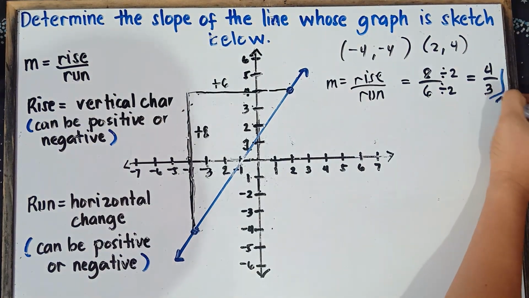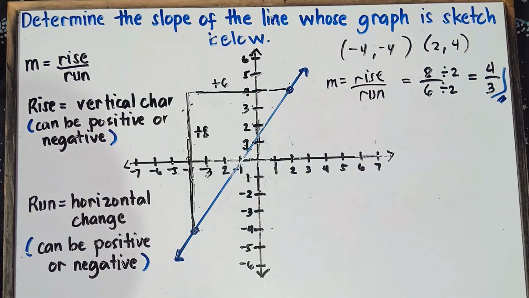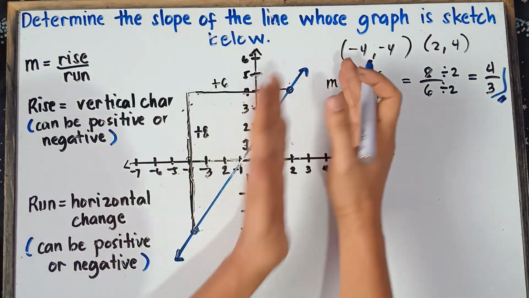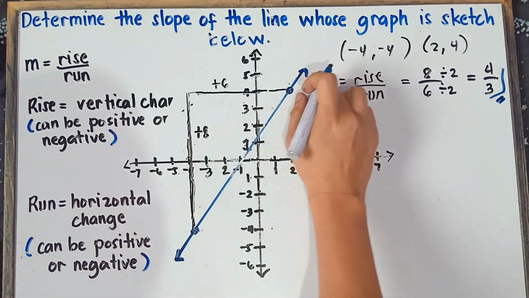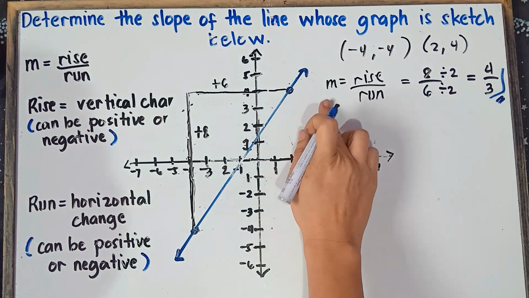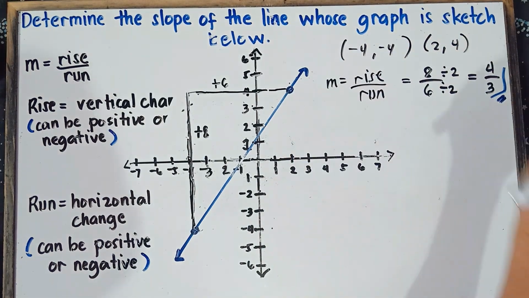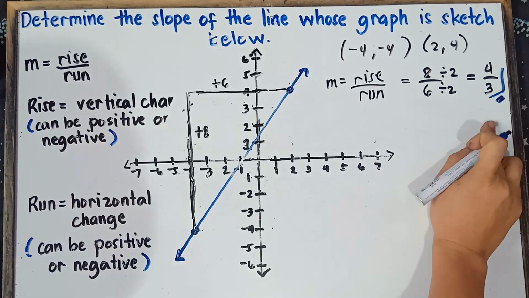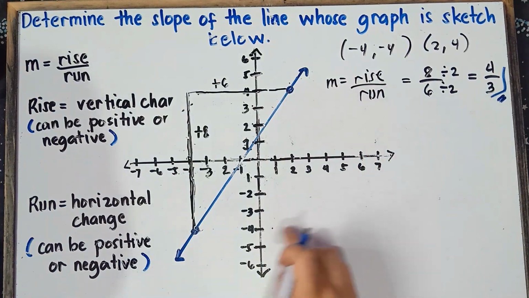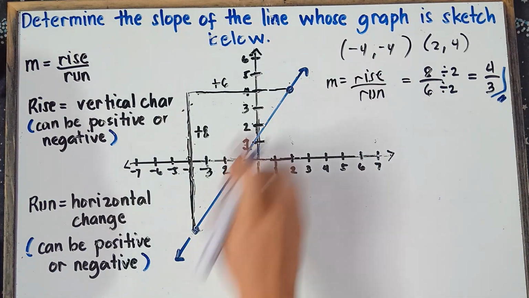Now, question, class, is our answer positive or negative? That's correct. It should be positive slope, class. Why is that, sir? Because the arrow rises left to right. Once again, class, from left to right, the arrow is rising. Therefore, the value of the slope should be positive. Yup, that would be positive 4 over 3. So even if you try this one the other way, class, you will have the same answer.